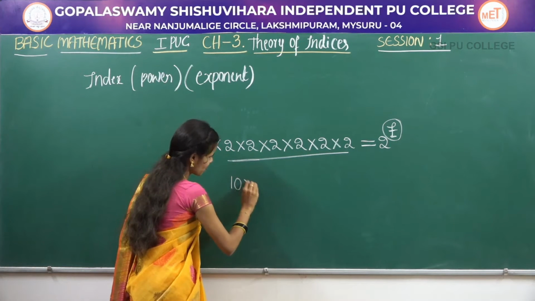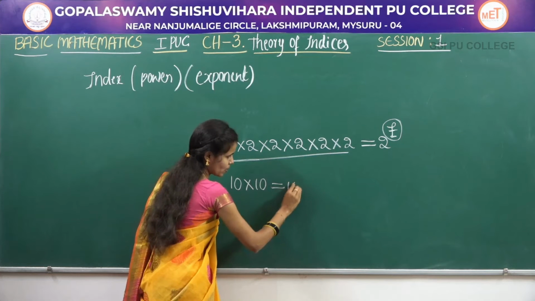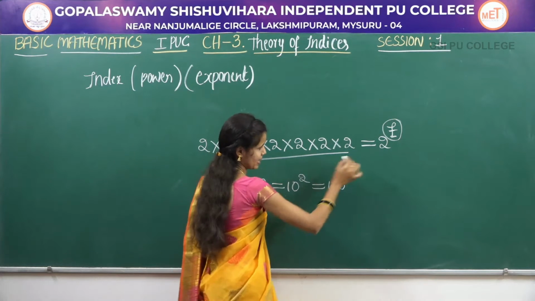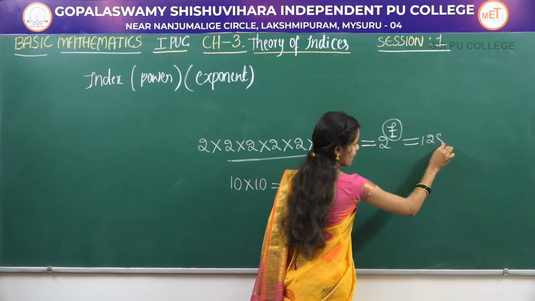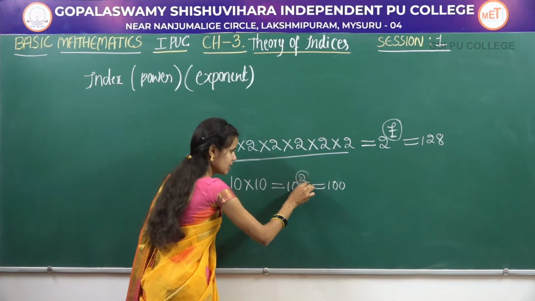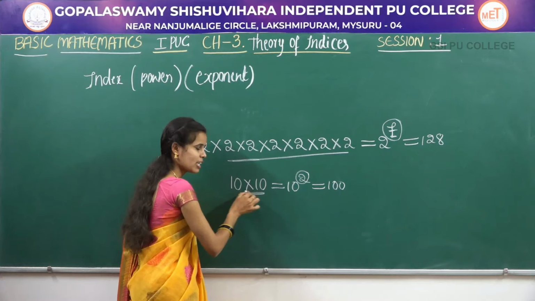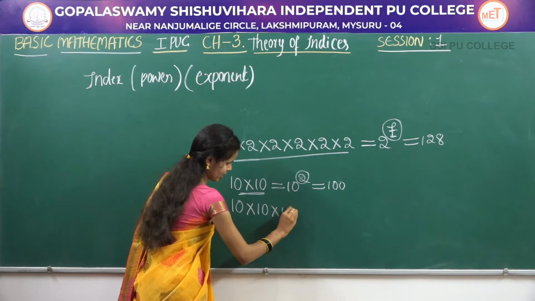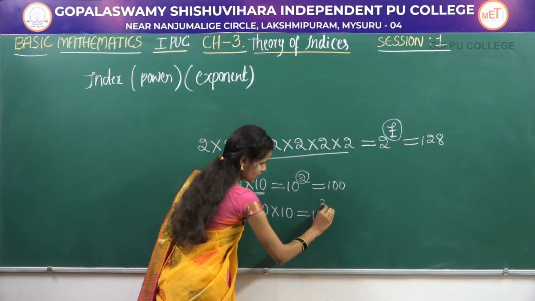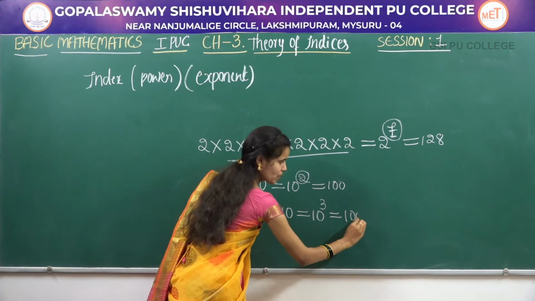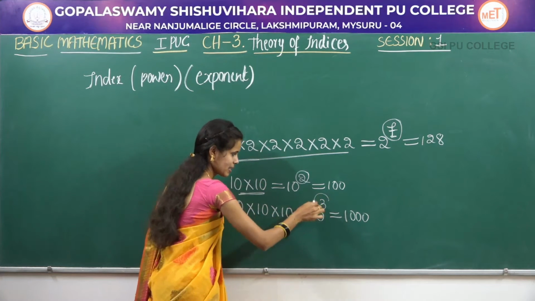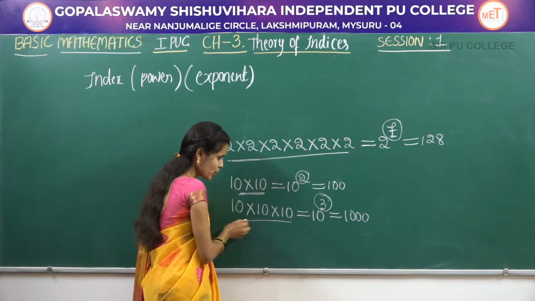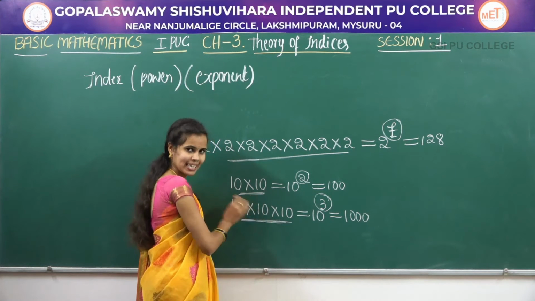Similarly, consider 10 into 10. This can be written as 10 square, and 10 square is equal to 100. Here 2 to the power of 7 is equal to 128. Here index 2 says that we use 10 two times. Similarly, consider 10 three times in this multiplication. This can be written as 10 to the power of 3, which is equal to 1000. Here the index or power of the number 10 is 3. It says that in this multiplication we use 10 three times.